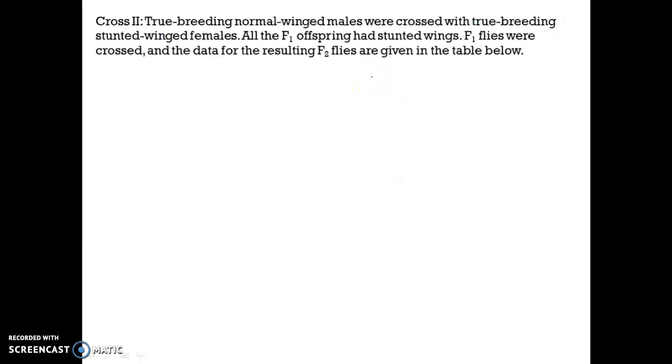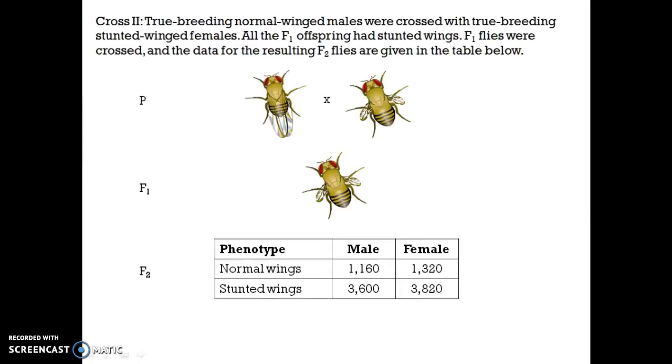Let's take a look at another cross. Here we have true breeding normal winged males crossed with true breeding stunted wing females. All of the F1 offspring have stunted wings, and when we do the F1 cross, the F2 fly results are in a table. So if we take a look here, we've got our normal wings crossed with our stunted wings, and all of the offspring have stunted wings, which means that stunted wings are dominant and normal wings are recessive.